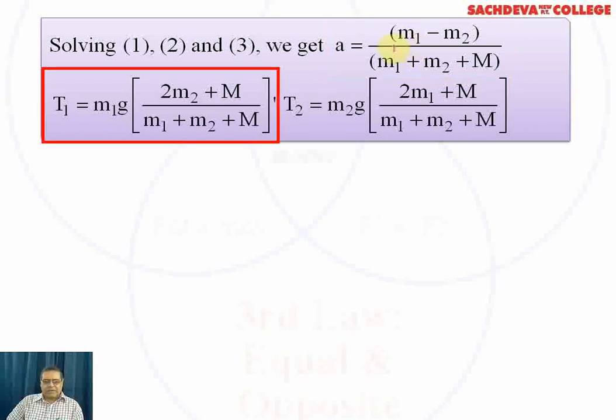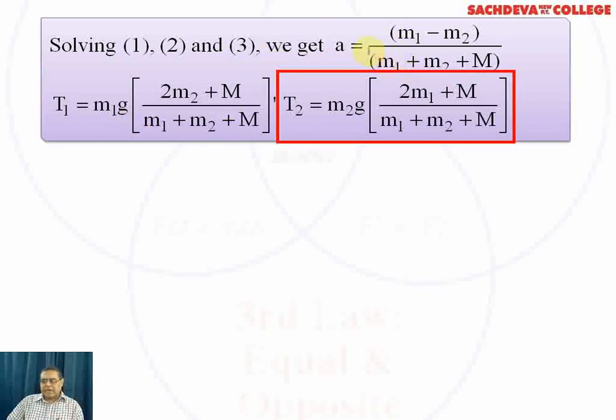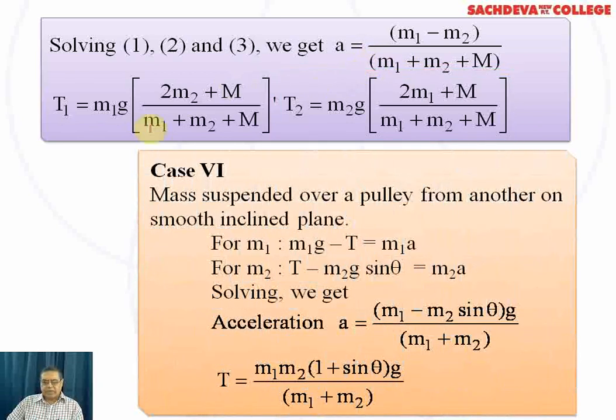Now T1 is calculated as M1G into A, that is, 2M2 plus M over M1 plus M2 plus M. Similarly, T2 is calculated and we find that it is M2G, and within the bracket, instead of 2M2 plus M, we take 2M1 plus M divided by M1 plus M2 plus M. Now we come towards case 6.